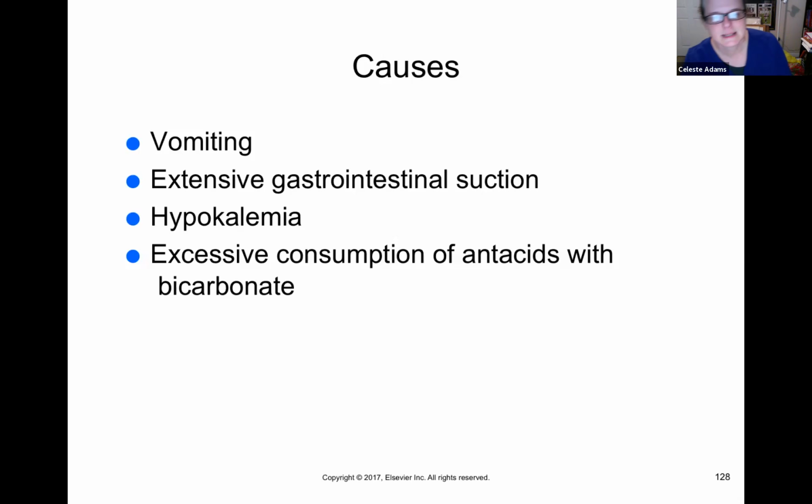Excessive consumption of antacids with bicarbonate. We're talking about metabolic alkalosis, about too much bicarb. Remember I said a lot of antacids have a lot of bicarb in them. So if you have a patient that is chewing antacids like crazy, like candy, they can become metabolic alkalotic because they have too much bicarb on board because of the antacids with the bicarb.